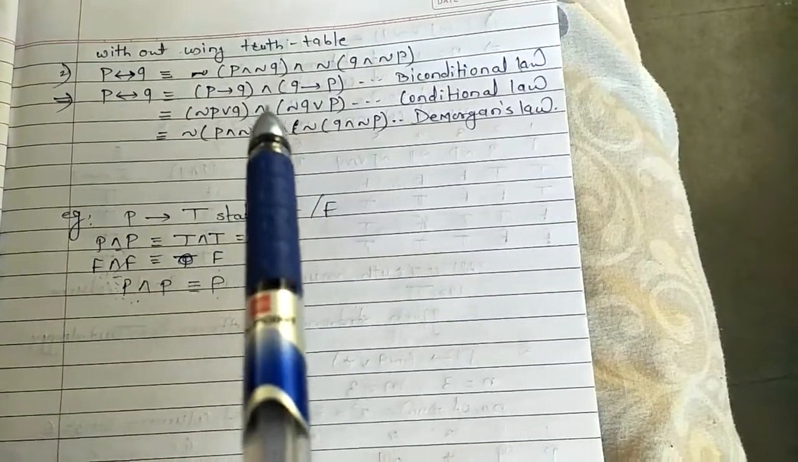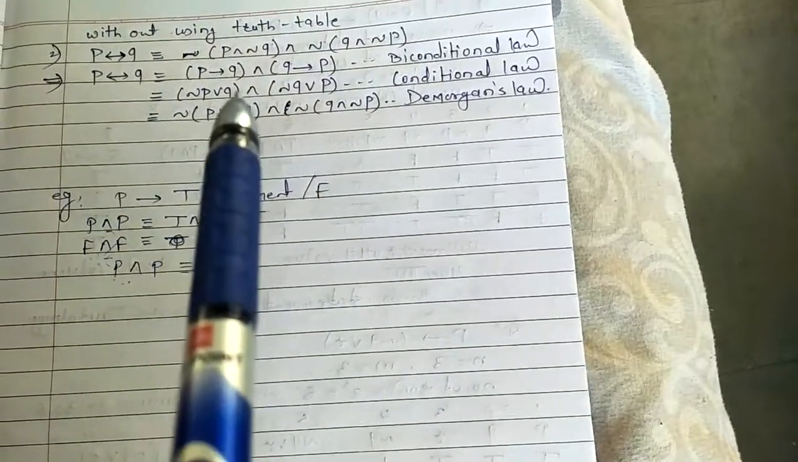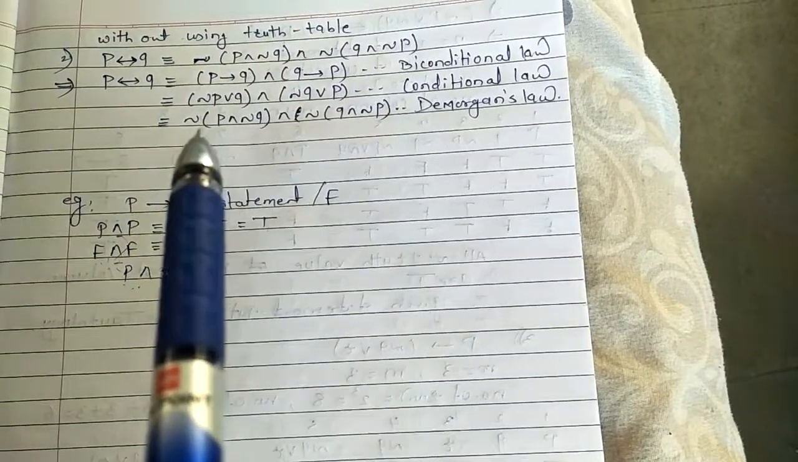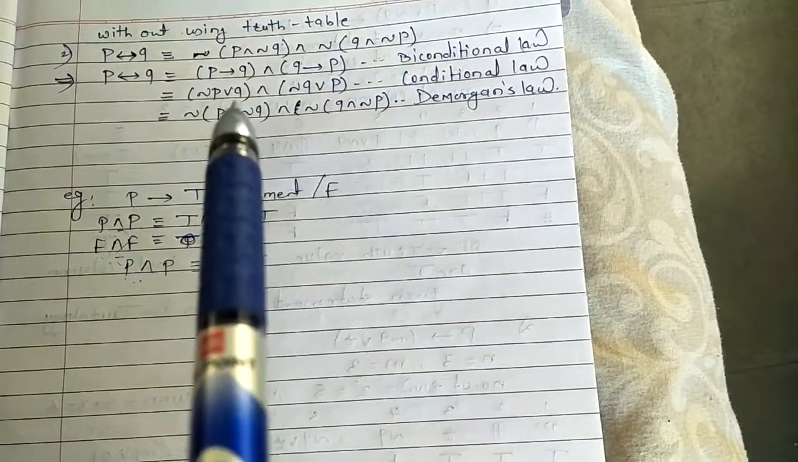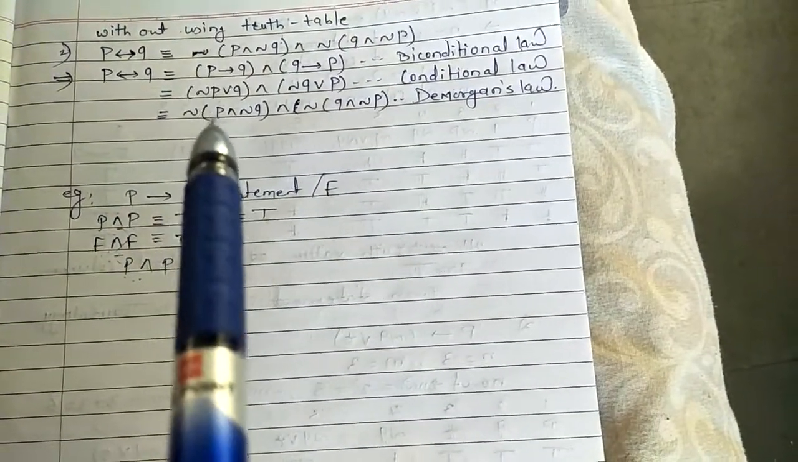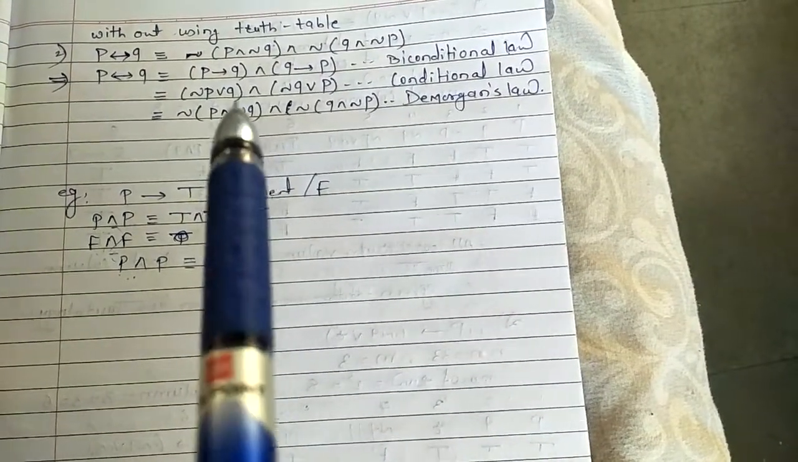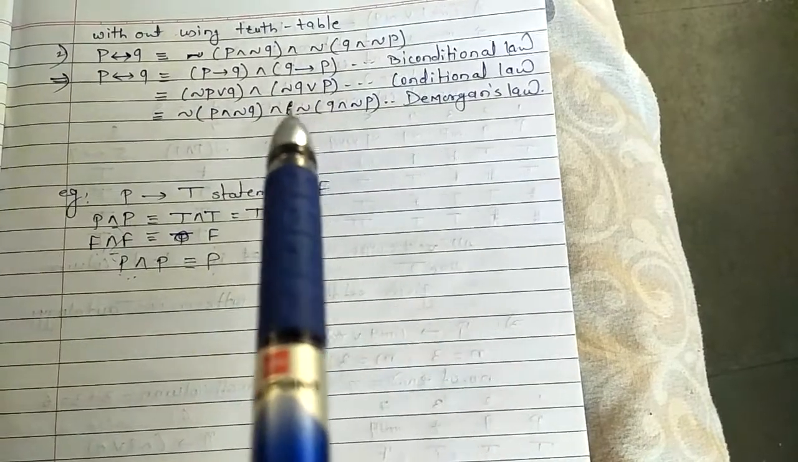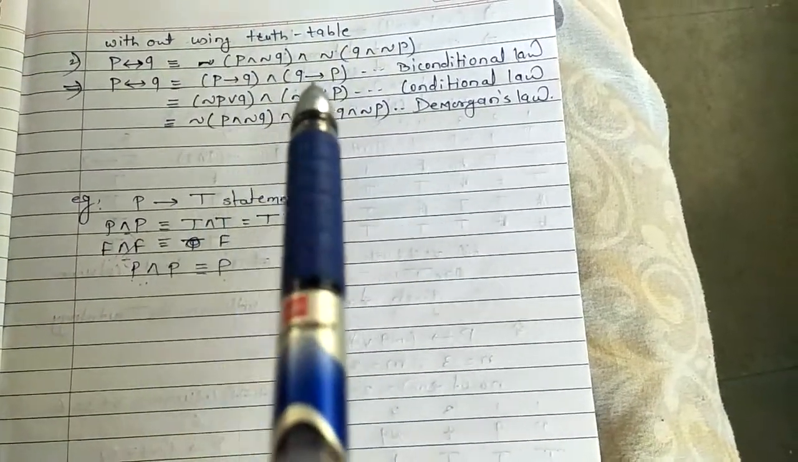So we can apply the equivalent form of the implication. That means negation P or Q, and negation Q or P. It is the conditional law. In the first bracket we can take out the negation, that means we apply De Morgan's law and apply the negation on both statements. So the negation of the negation is the P statement as it is, and it is negation Q. Similarly we take out the negation on this bracket, so it is Q and negation P. So it is your RHS.